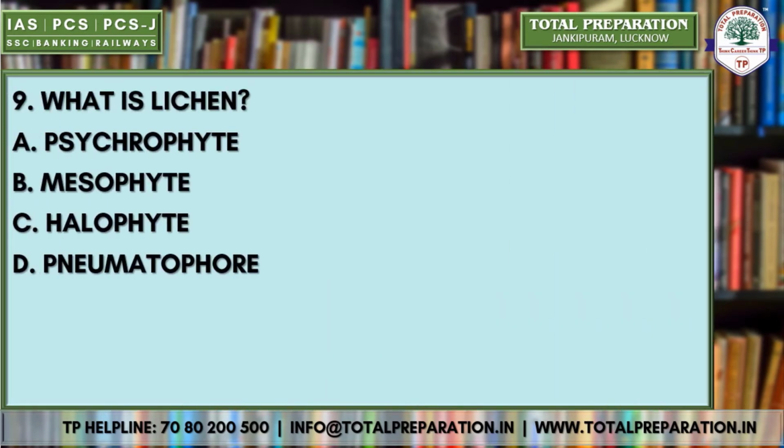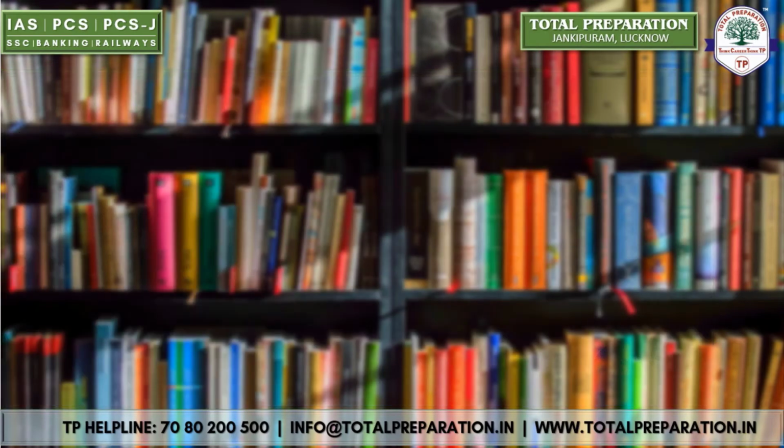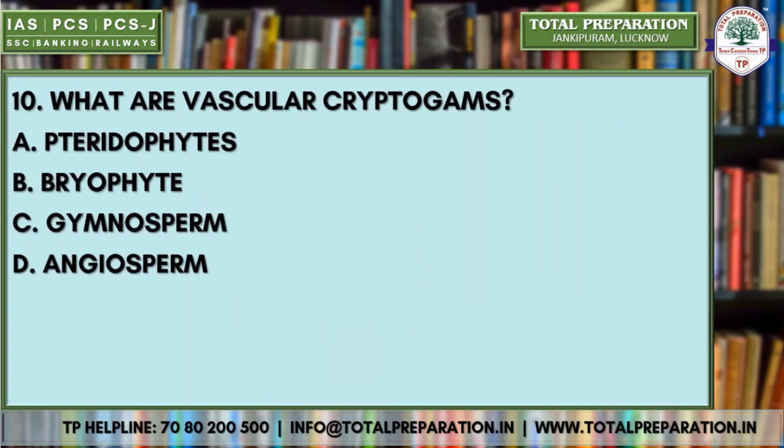What is a lichen? Option A, psychrophyte, option B, mesophyte, option C, halophyte, option D, pneumatophore. The correct answer to this question is, it is a psychrophyte, option A. What are vascular cryptogams? The answer to this question is option A, pteridophytes.